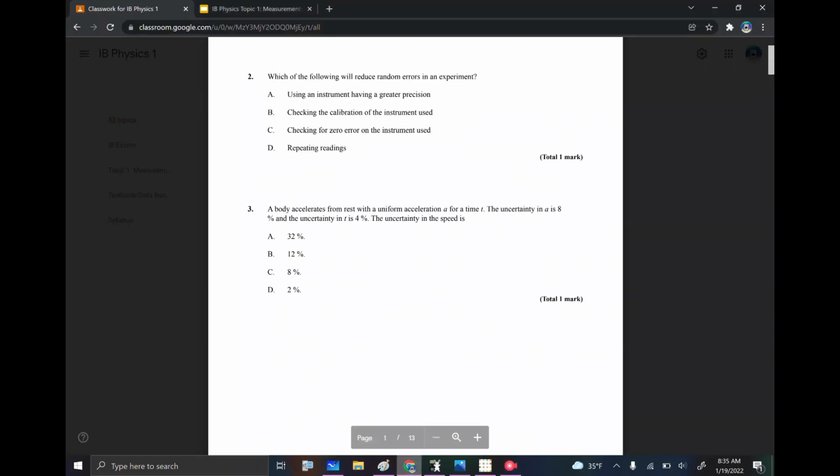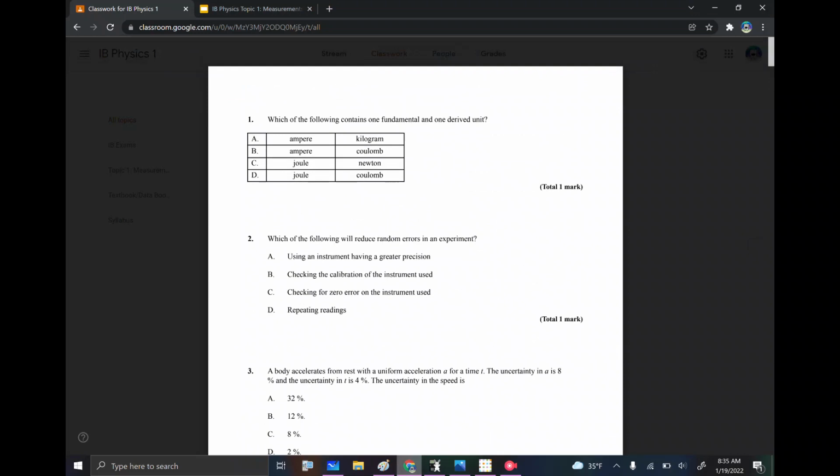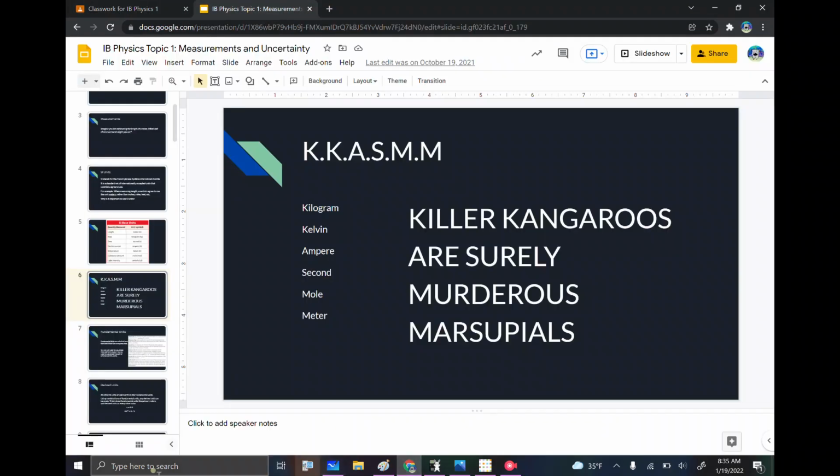Okay, let's run through some of these questions. So number one says, which of the following contains one fundamental and one derived unit? Well, all of our fundamental units are these right here, right? Kilograms, kelvins, amperes, seconds, moles, and meters, right?